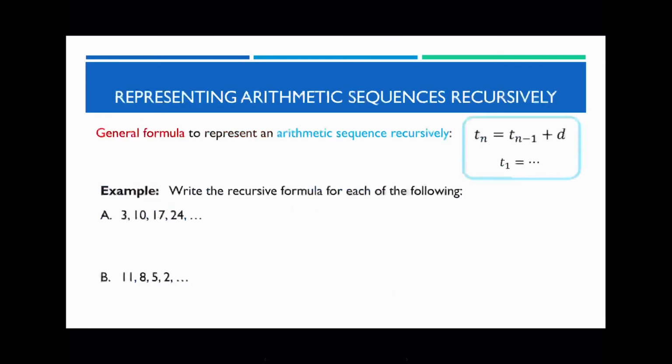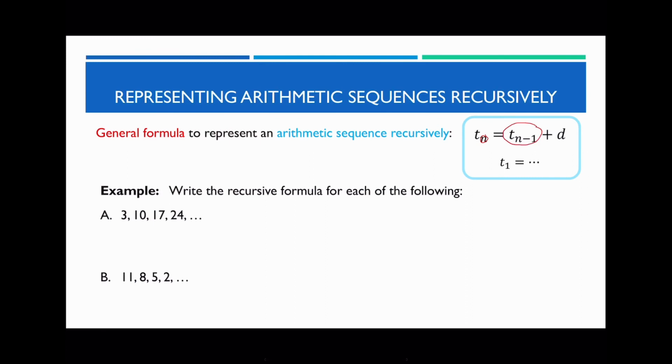Alright, there's another component of the recursive formula, and it's how do we actually write the general recursive formula for a particular arithmetic sequence. Now, the general formula to represent the arithmetic sequence recursively is shown on the right hand side. So it says to find out what Tn, or whatever term you want, you need to find what is the term beforehand. So that's this Tn minus 1.